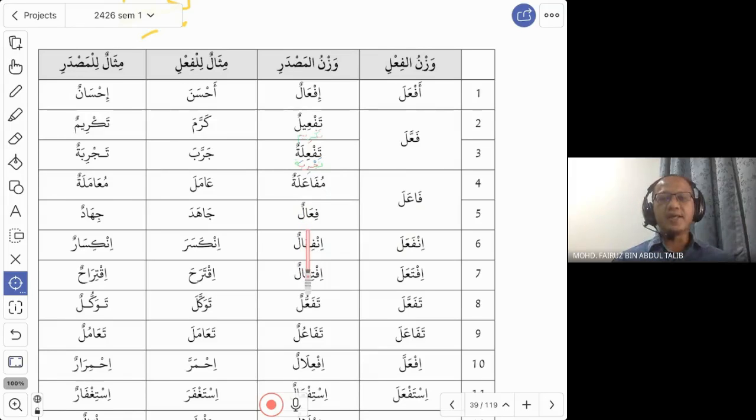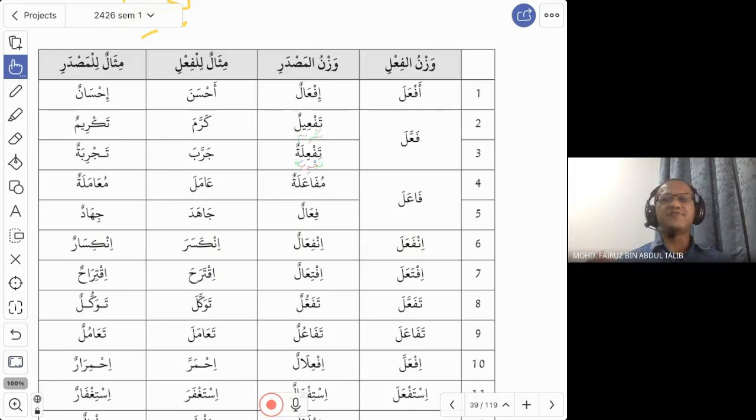Fa'ala, fi'al. The example for this verb is jahada. Fi'il madhi jahada, fi'il mudhari yujahidu. Fa'ala yufa'ilu, jahada yujahidu. And what is the masdar for yujahidu or jahada? Fi'alun, jihadun. So fa is the jim, ain is the ha, and lam is the dal. You add alif. So jihadun. So what is jihad? Jihad is the verbal noun for the fi'il jahada.